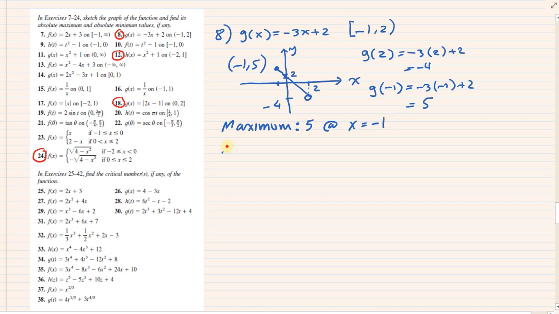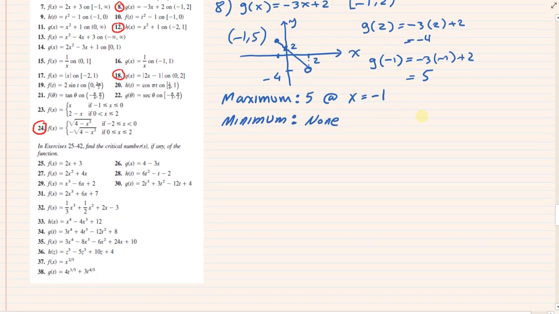And what about minimum? Now notice, because of that open circle, we can't say the minimum is -4, because with an open circle it gets very close but not quite -4. So we're just going to say none. There is no minimum in this function. I mean, it's darn close to being -4, but this is mathematics, so for our purposes it doesn't exist.